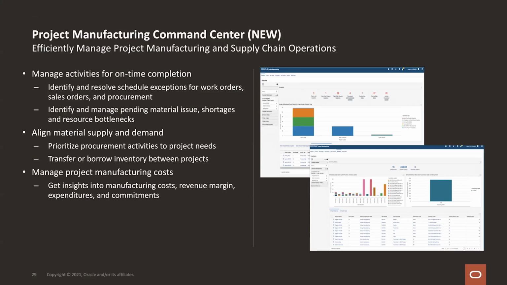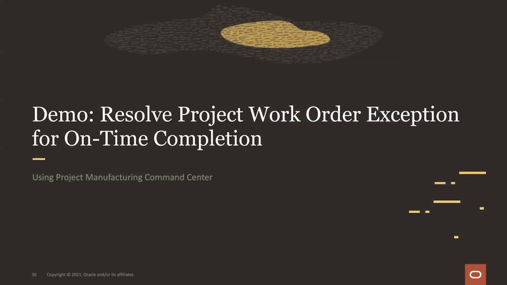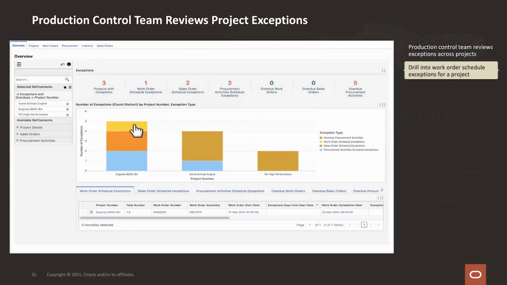So let's look at a project manufacturing scenario and see how our new project manufacturing command center, the brand new command center in this release, helps us with this type of use case. Let's look at a work order that is starting to run late, and see if we can fix that problem. I'm the production control team, the project supervisor for an engine build project. I can see I've got a work order schedule. I've got various exceptions I can drill into, but in particular, I've got a work order schedule exception. One of my work orders is running late.